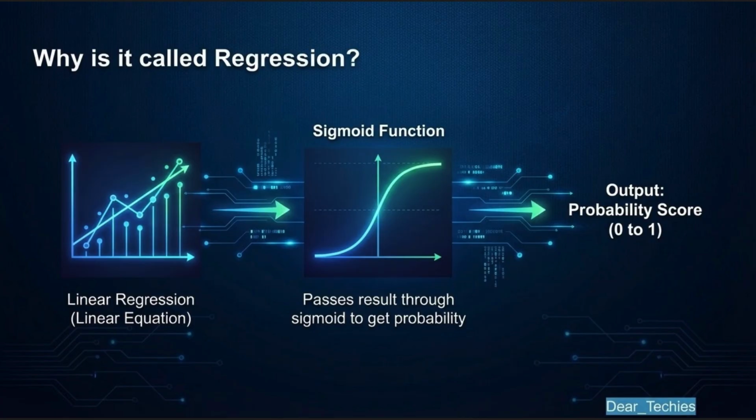The name seems confusing because logistic regression performs classification. But internally, it first uses a linear regression-like equation. Then it passes the result through a special function called the sigmoid function. This converts the value into a probability between 0 and 1. That's why the name includes the word regression.